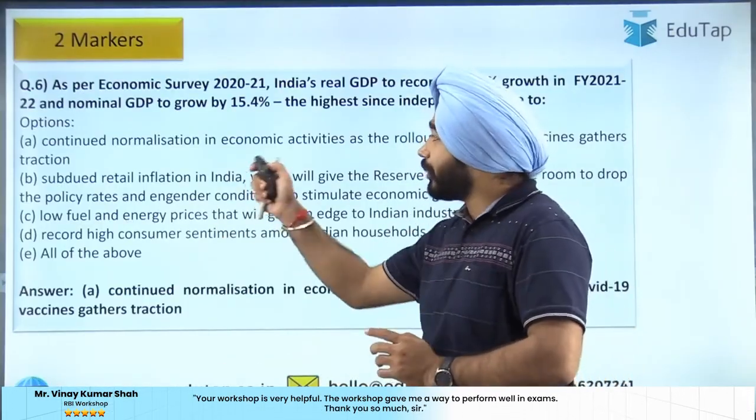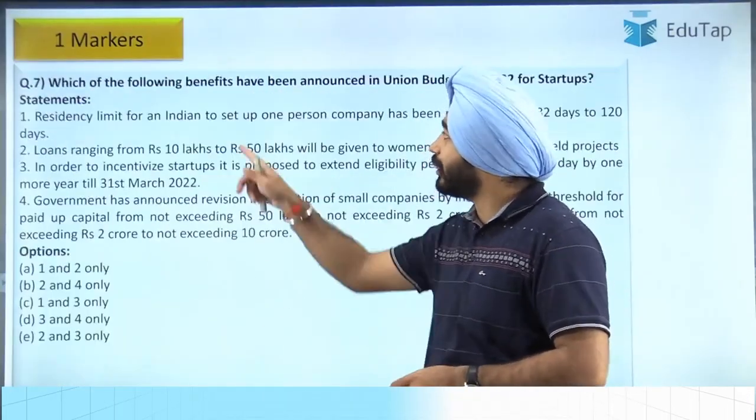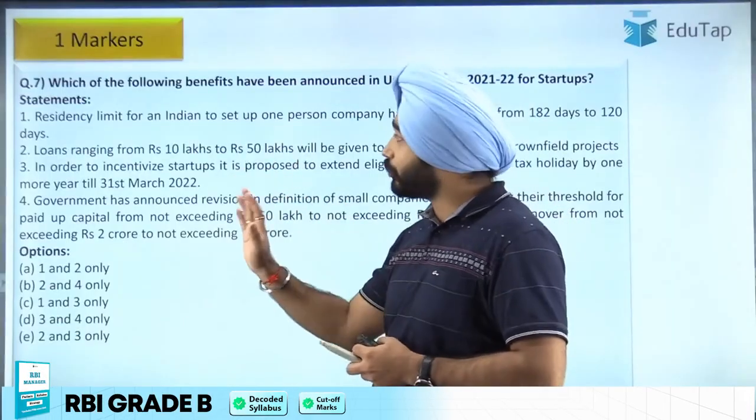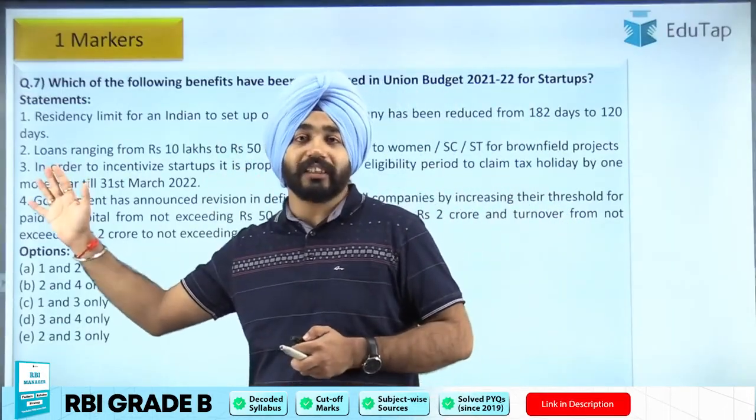Then if I talk about the next question on the report, that is on the union budget. Now see, there were 6 questions that are 2 markers.